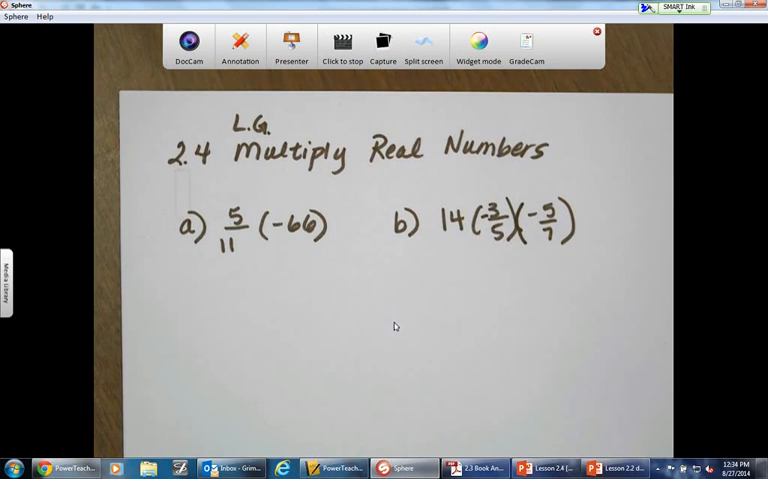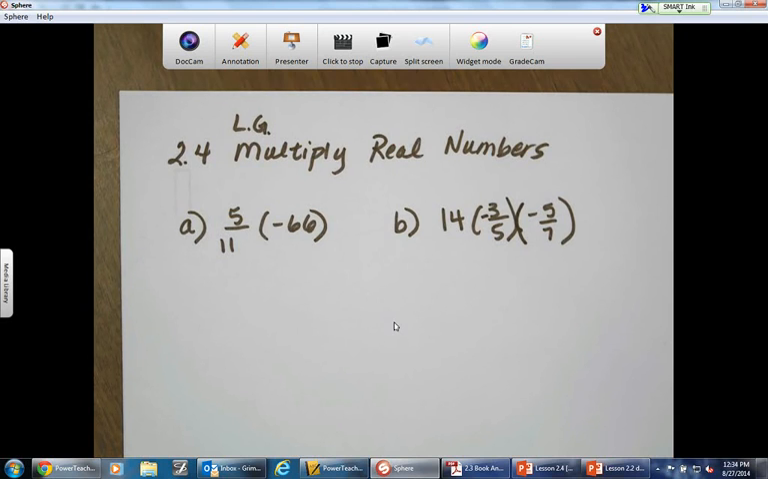All right, so hopefully you guys remember how to multiply fractions, that you multiply straight across the top, straight across the bottom. You do not need common denominators. But I'm going to teach you some little shortcuts that I like, because I would prefer not to multiply 5 by 66 and then have to figure out how to reduce it with 11.